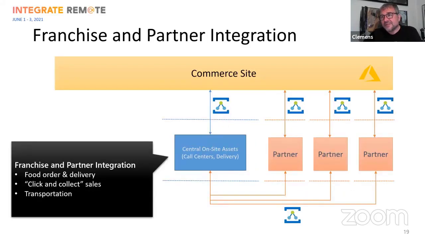Then we have scenarios like commerce sites, where you have a central on-premises system or a central system in general that can be either. And then you have partners. For instance, food order and delivery: centralized food order services, pizza chains, click and collect sales, very many transportation scenarios. The partner is not running the commerce site, they're working with someone who runs it, but you need to get the pizza order somehow into your system.